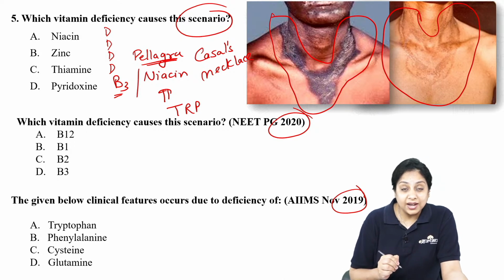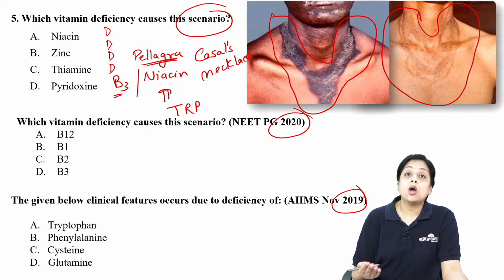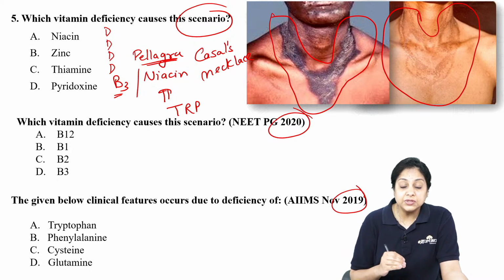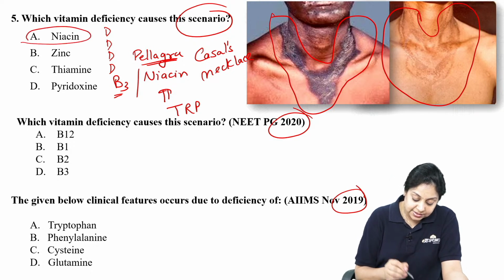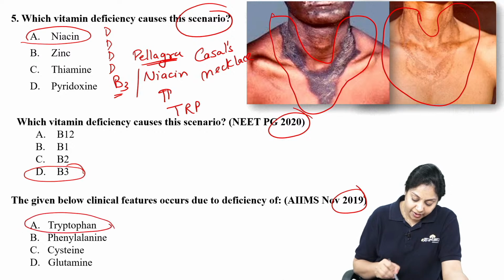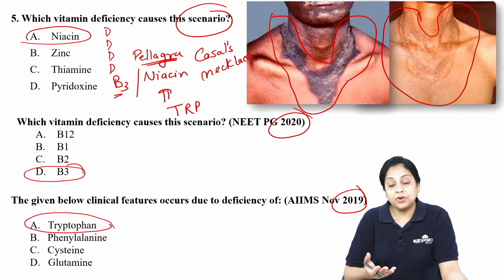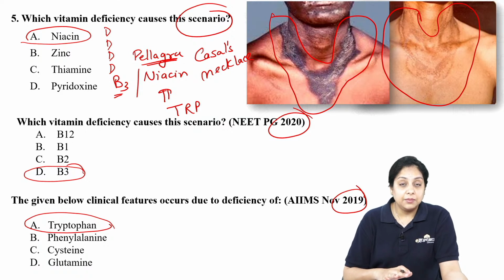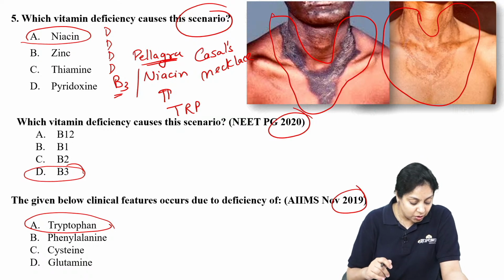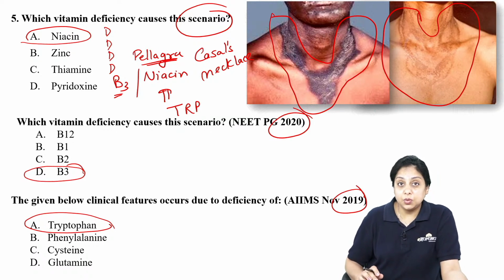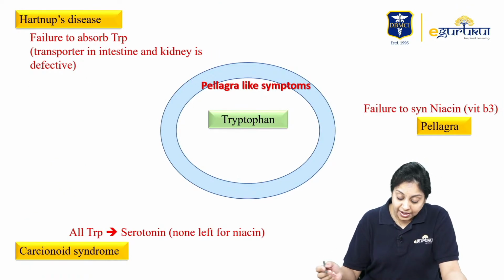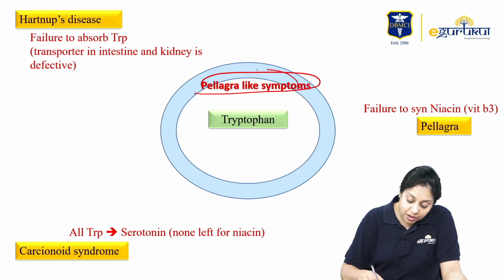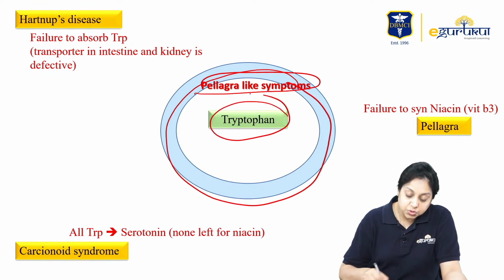So if they talk about niacin and you have the Casal's necklace, or if you have Pellagra kind of symptoms, diarrhea, dementia, all these things, then you are going to pick niacin or B3 or tryptophan if the question is straightforward. But sometimes the question is tricky because there are 3 diseases that revolve around these Pellagra kind of symptoms. So they may trick you if the question paper is very, very difficult. And if you can remember from the class, Pellagra-like symptoms revolve around tryptophan.